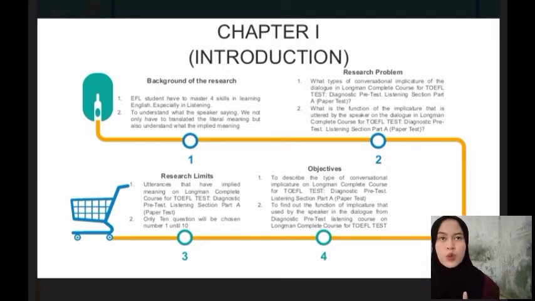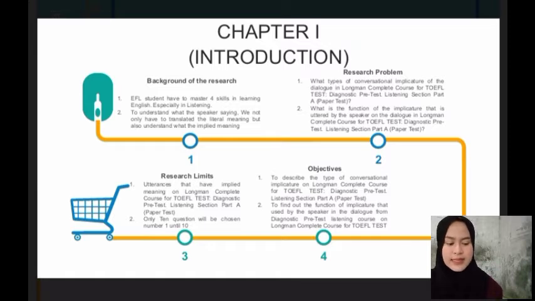I have two questions in this research. The first is what are the types of conversational implicature of the dialogue in Longman Complete Course for the TOEFL Test, specifically in the Diagnostic Pretest, Listening Session Part A paper test, and the second one is what is the function of the implicature uttered by the speaker in the dialogue.